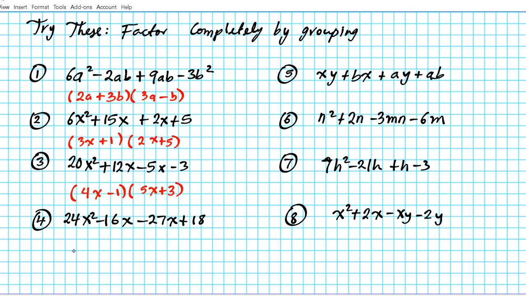For problem number 4, we have the quantity 8x minus 9 times the quantity 3x plus 2. All right, and then over here, there's 3x minus 2, actually.